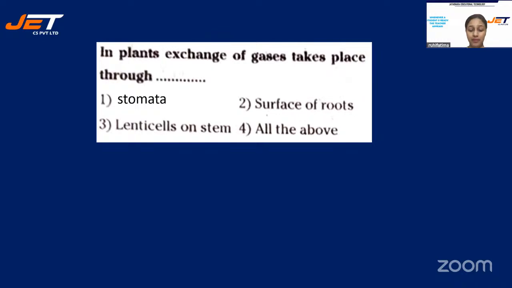Okay, I can see maximum of you have replied as option number 1. But let me tell you, the correct answer will be all the above. If there is a confusion, let me tell you. On the surface of roots also, there are tiny pores through which gaseous exchange takes place. And in the lenticels of stem also, there are tiny pores. That is why the correct answer will be all the above. Although maximum exchange of gases takes place through stomata.